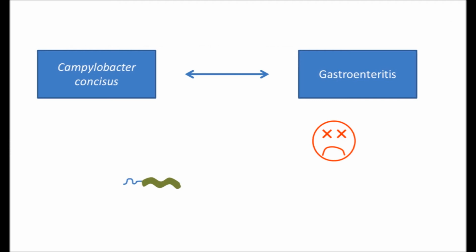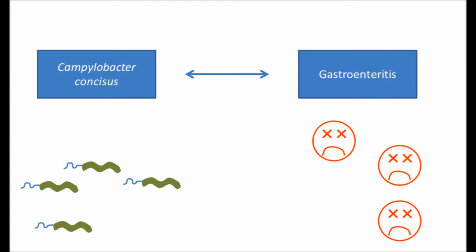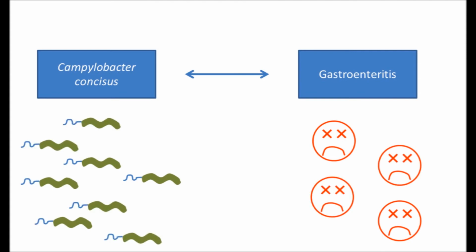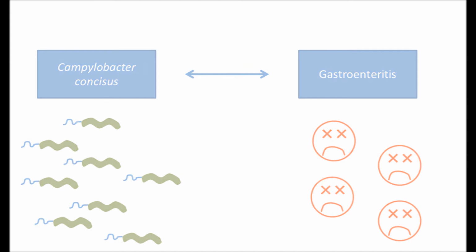Our laboratory has recently shown that Campylobacter concisus is significantly increased in children with newly diagnosed Crohn's disease as compared to controls, which would suggest that this organism may be associated with both acute and chronic gastroenteritis.